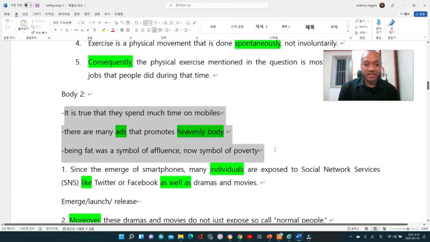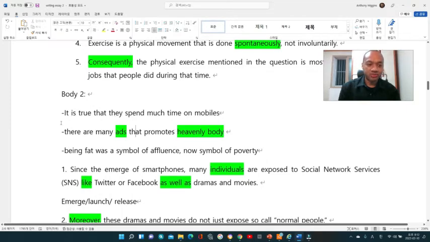The note that I put here is like these. It is true that they spend much time on mobiles. There are many ads that promote a healthy body. Being fat was a symbol of affluence, now a symbol of poverty. I just wrote this just in case, even though it is not related.